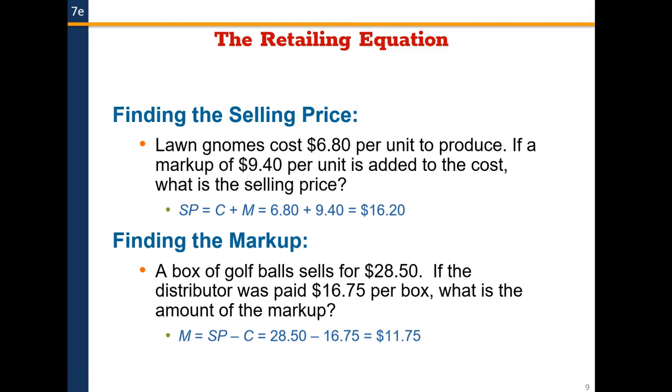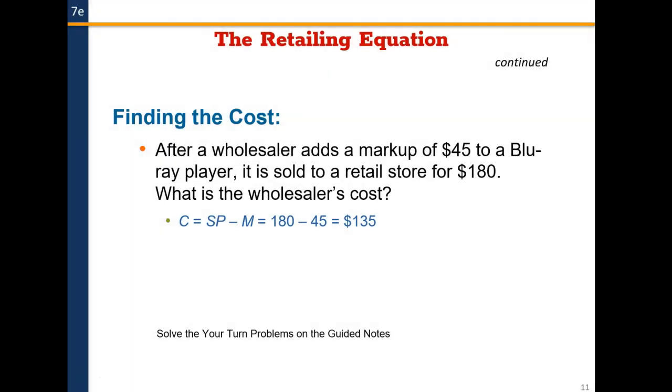Next is finding the markup. A box of golf balls sells for $28.50. If the distributor was paid $16.75 per box, what is the amount of markup? You simply subtract the two, and $11.75 was the markup. Now let's take a look at finding the cost. After a wholesaler adds a markup of $45 to a Blu-ray player, it is sold to a retail store for $180. So here we're going to find the cost by doing 180 minus 45. The cost of the item is $135.